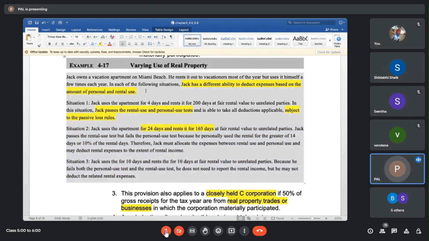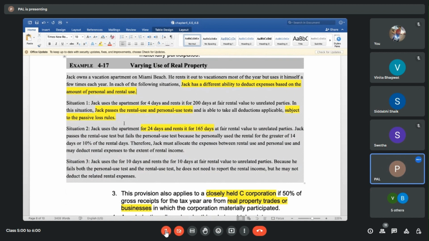Yes, ma'am. Here, if you guys remember, a few classes back, we were talking about what is the rental use test and what is the personal use test. Does anyone remember how many days? 15 or 14 days. Yeah, 14 days, right? So if it's rented for more than 14 days, or if it's used for more, the personal use test is also there. So how many days it has been used for personal purpose will help us decide whether we should take that property as a personal property or as a rental property. Okay, so this example is based on that.